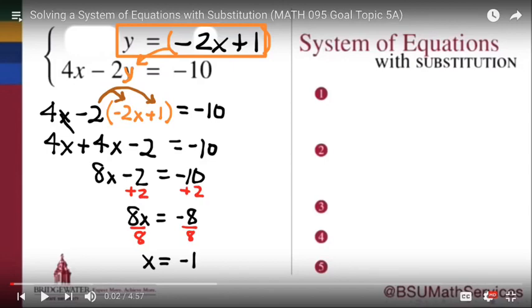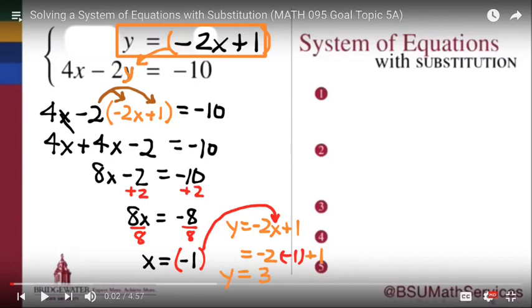Now that I know the value that x takes, I can use any of my original equations to tell me what the corresponding value for y is. The easiest one in this example is to use the first equation, y equals negative 2x plus 1. Now that I know that x is negative 1, I can substitute that to discover the value for y. Negative 2 times negative 1 plus 1. Negative 2 times negative 1 is 2, and 2 plus 1 is 3.